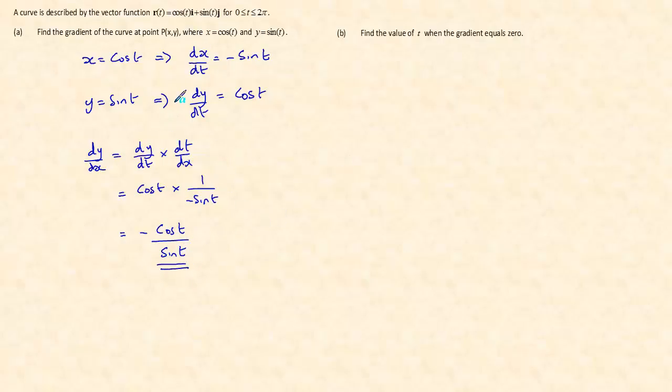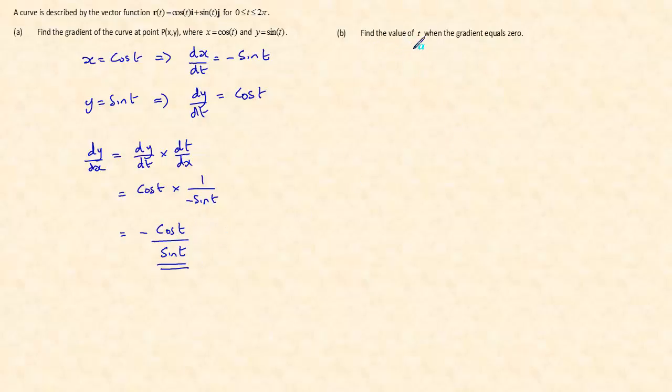There's other ways of doing this. We could, for example, get the Cartesian path and then differentiate implicitly. We wouldn't get dy/dx in terms of t, but we'd get an equivalent statement in terms of x and y. But let's just leave it with this.